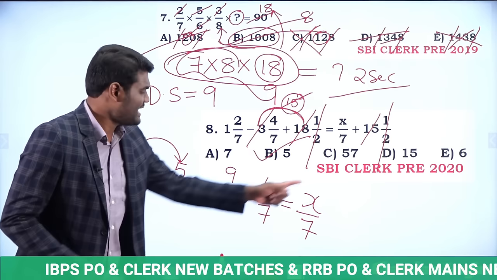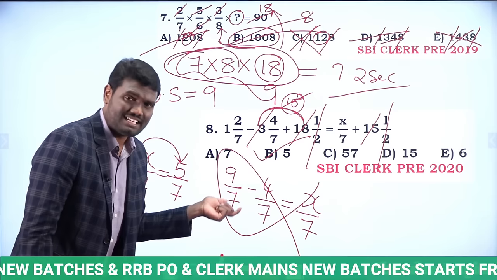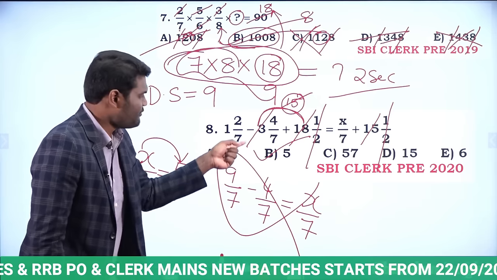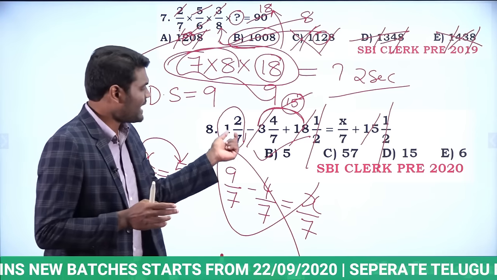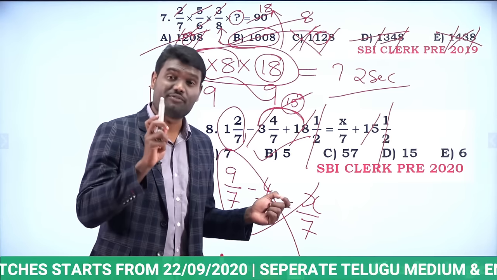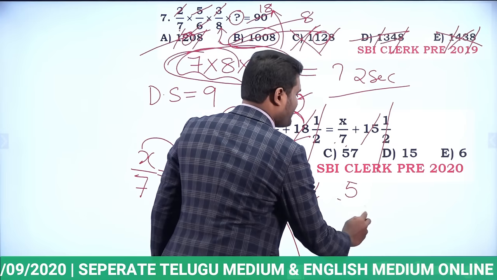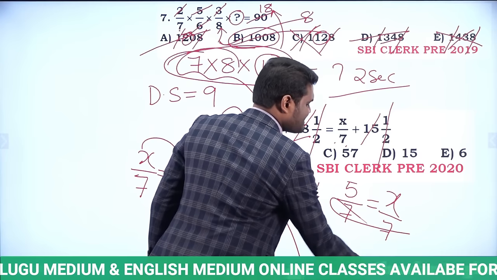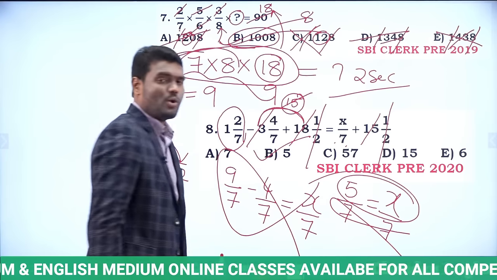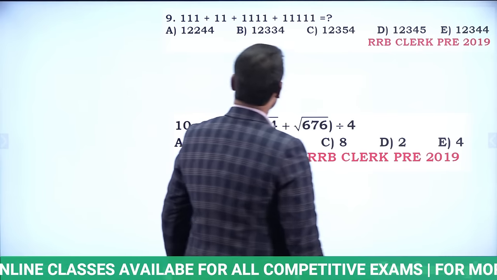Very simple question. Even this calculation is not required. Just for the purpose of understanding, I have explained it. If you observe here simply, 1 2 by 7 is the same as 9 by 7. 9 by 7 minus 4 by 7 is 5 by 7. Already 7 and 7, so 5 by 7 is equal to x by 7. The 7s get cancelled. We can simply say that the value of x is nothing but 5. Okay, let's look at the next question.